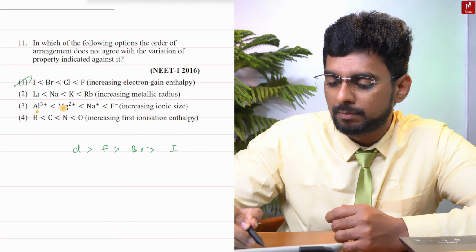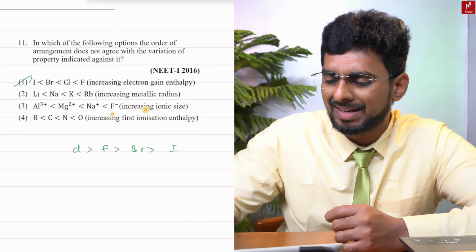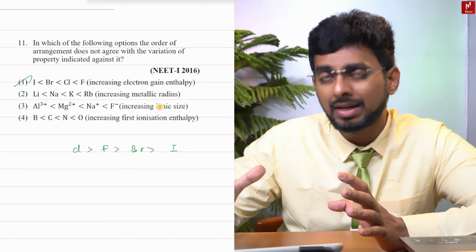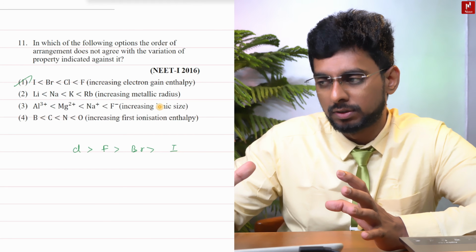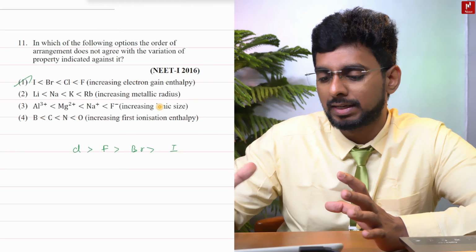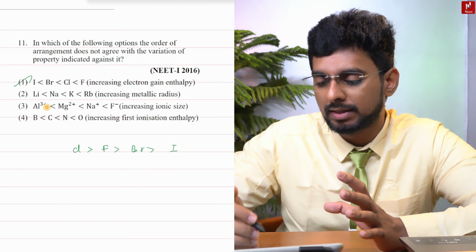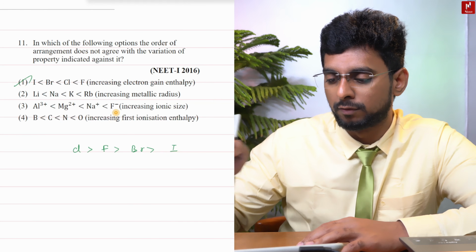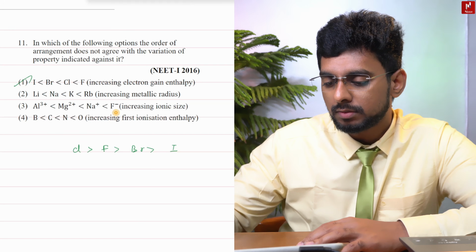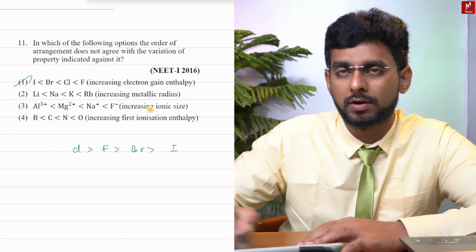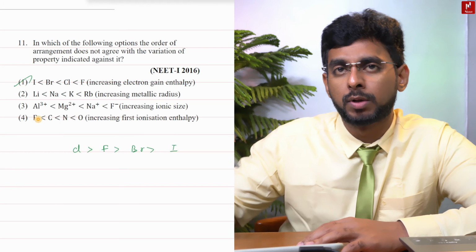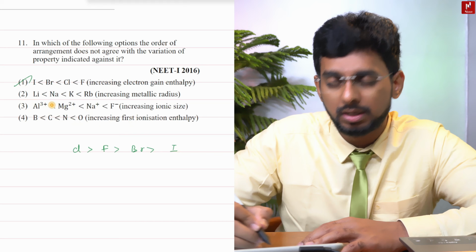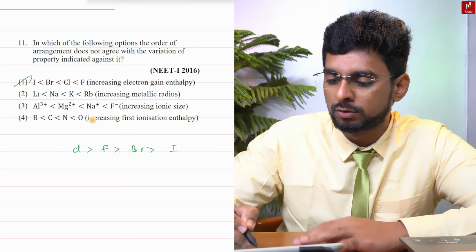Then you have Al3+, Mg2+, then Na+, F-, increasing ionic size. Yeah, that's right. The more positive the cation, the smaller the size, because it's going to get attracted too much, or the more the oxidation state, the less the size. So Al3+ will be lesser, then comes Mg2+, Na+, and F-. By the way, these are the next elements, right? Fluorine, neon, sodium, magnesium, aluminum. Therefore it is isoelectronic, and also it's properly arranged. Okay, so Al3+ is less than Mg2+, sodium, and then the fluorine. It has to be clear. Option 3 is right, therefore that shouldn't be my answer.